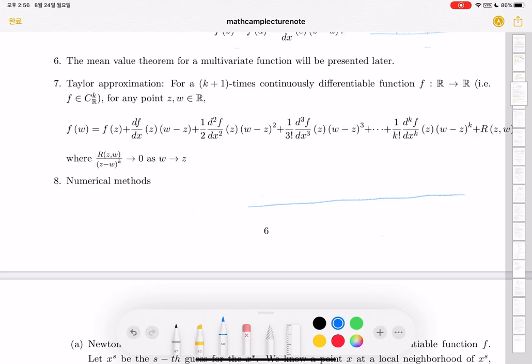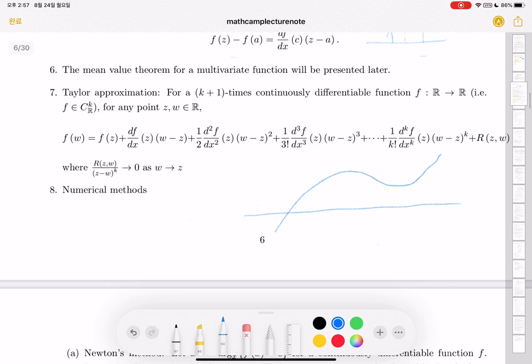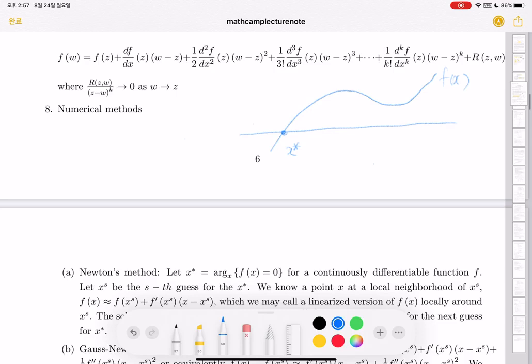Now the idea here is this. Suppose this function f of x looks like this. It may not look like this, but let's suppose this is your f of x. And then this is going to be your x star. And the numerical method proposed here is called Newton's method. This is the algorithm.